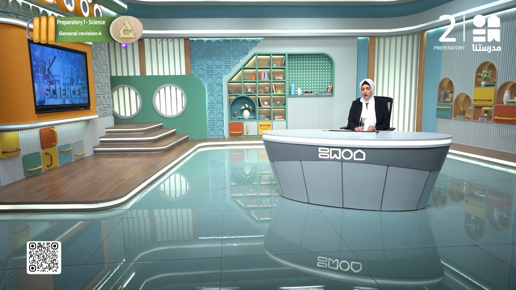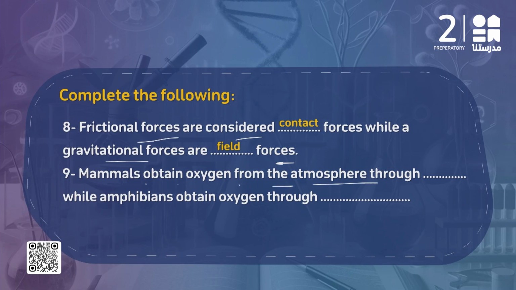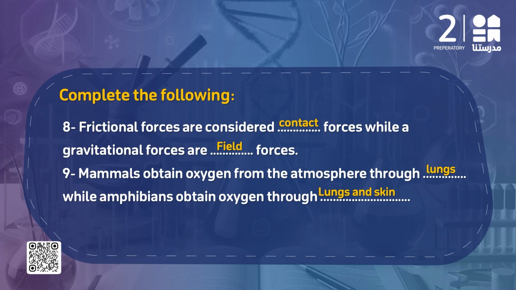Question number 9 says: mammals obtain oxygen from the atmosphere through what, while amphibians obtain oxygen through what. As we agreed, we have different respiratory organs or structures by which the organism can take oxygen to carry out the breathing or respiration process. In mammals we have the two lungs, and in insects there are tubes in their bodies. In amphibians, they breathe through the lungs and the skin.